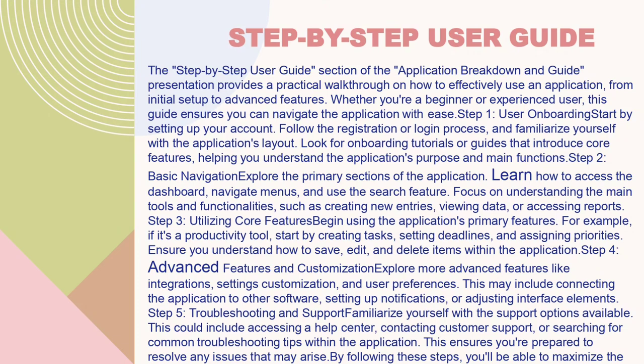Step 3: Utilizing core features. Begin using the application's primary features. For example, if it's a productivity tool, start by creating tasks, setting deadlines, and assigning priorities. Ensure you understand how to save, edit, and delete items within the application.